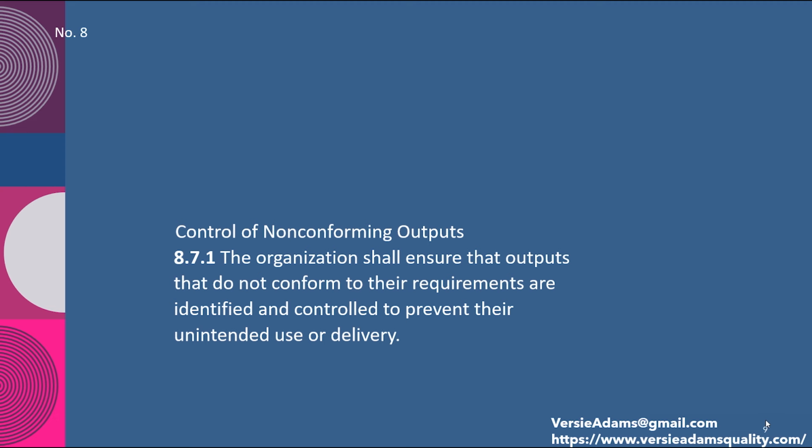Okay, so control of non-conforming outputs. 8.7.1. The organization shall ensure that outputs that do not conform to their requirements are identified and controlled to prevent their unintended use or delivery.